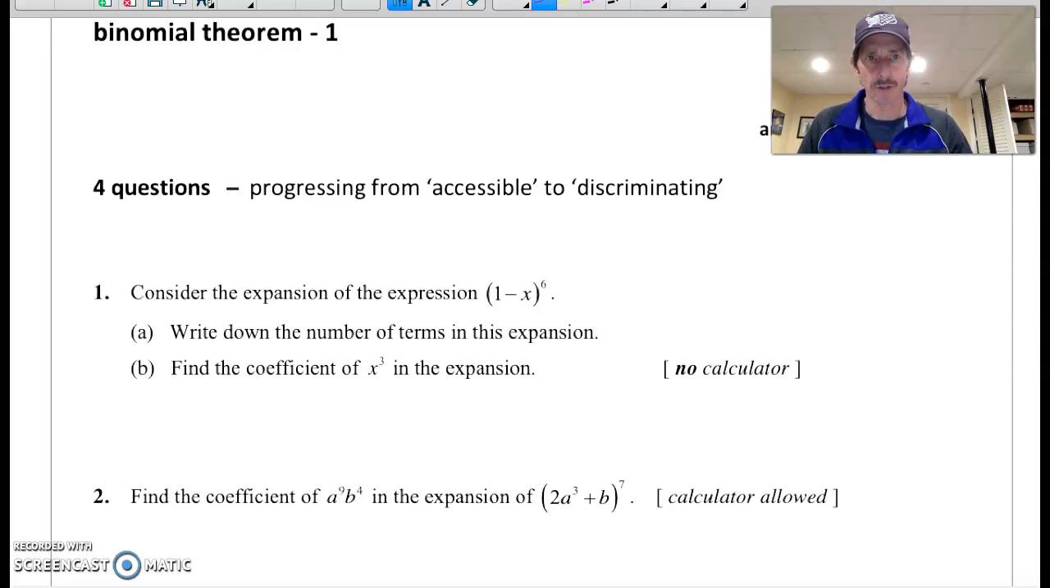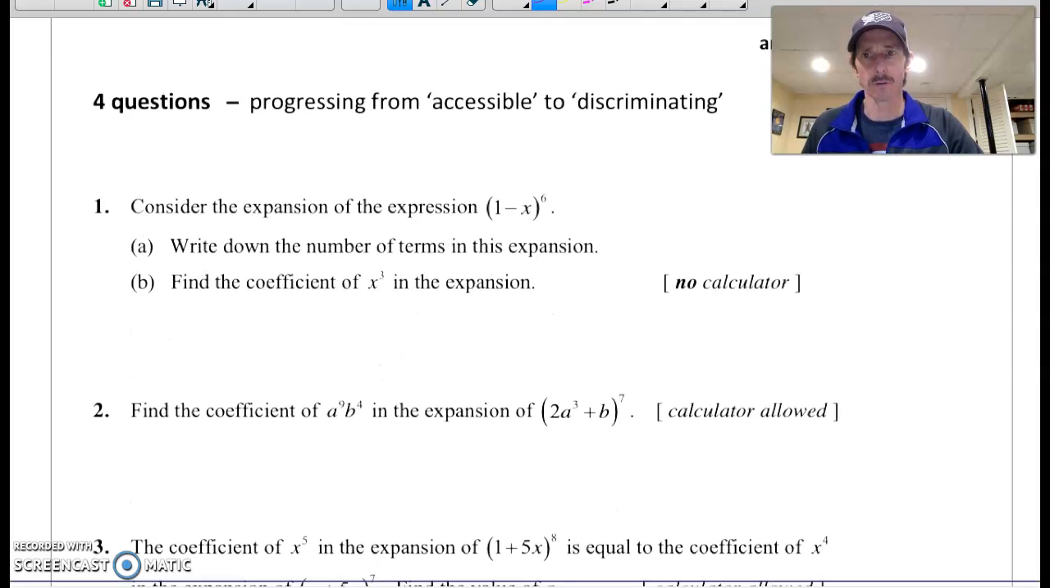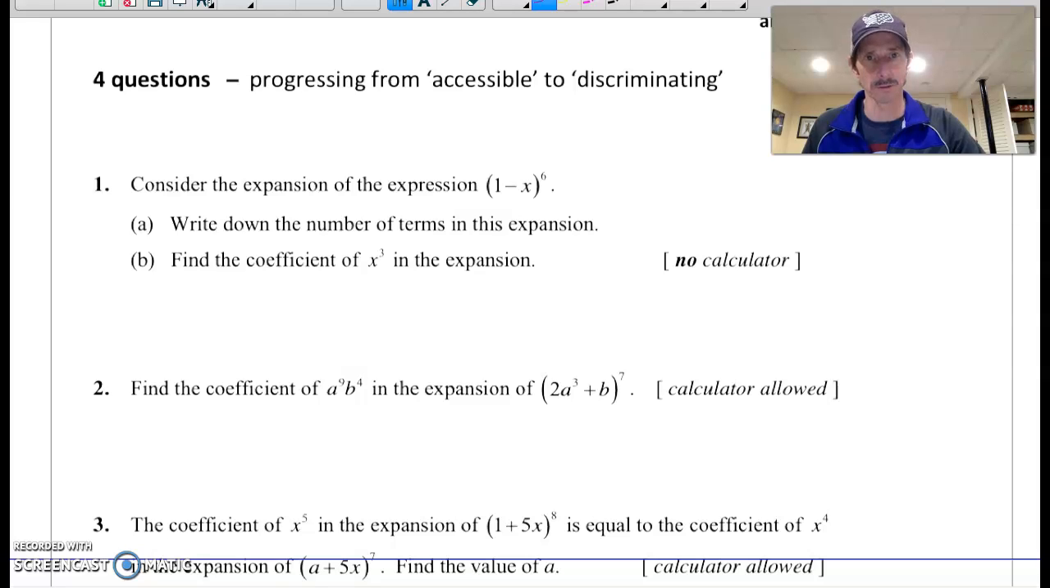All right, nobody actually asked for these, but I felt like just from the general mood, it might be a good idea to give you guys a couple of worked out solutions for the problems you were doing today on binomial theorem. So I'm going to do, this is the one that had 4 questions, and these again are accessible to discriminating. That means the first one should be pretty manageable, and this one should be extremely difficult.